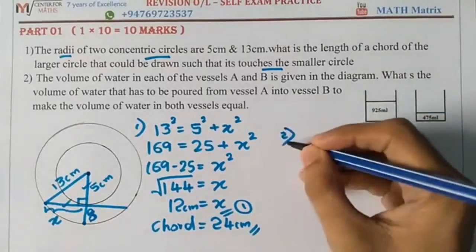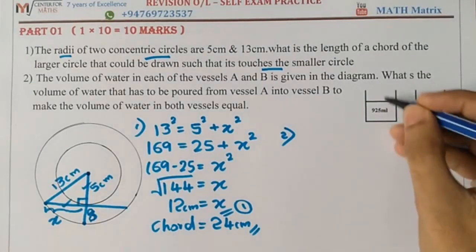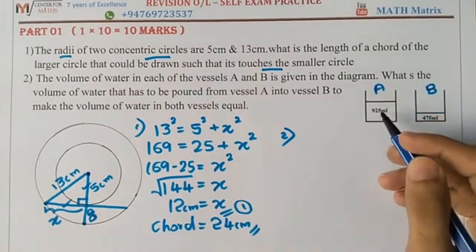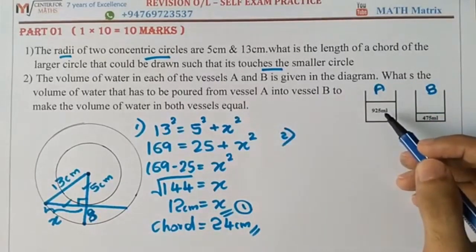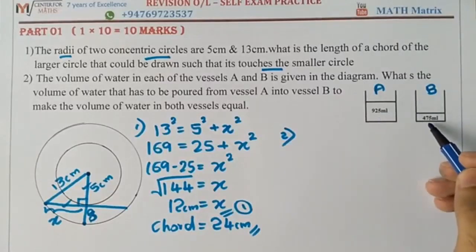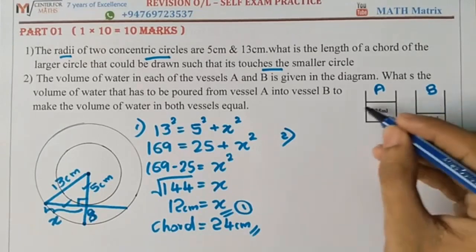And here the second question. Now what are they saying here? The volume of water in each of the vessels A and B. Here they have given the volume of those two vessels. The volume of water in each of the vessels A and B is given in the diagram, 925 milliliter and the other one is 475. What is the volume of water that has to be poured from vessel A into vessel B to make the volume of water in both vessels equal?